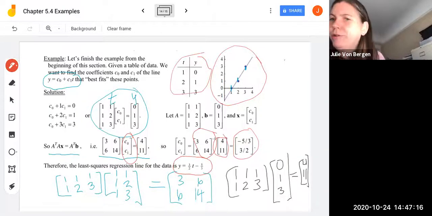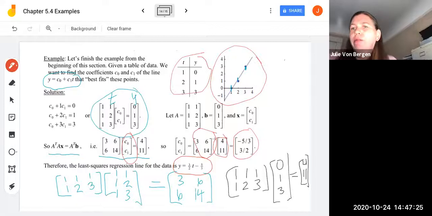So we've got y equals 3/2 t minus 5/3. And this is that line that we see drawn through here. That's the best fit line for the points.